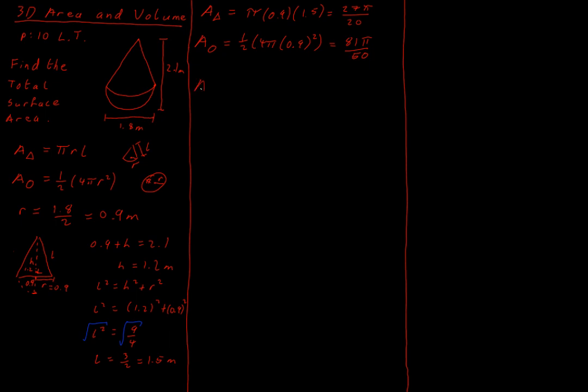And then my total area is going to be 27 pi over 20 plus 81 pi over 50, which is equal to 297 pi over 100 meters squared. And don't forget your units, we're dealing with area, so it's meters squared.